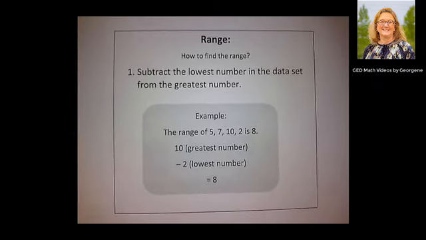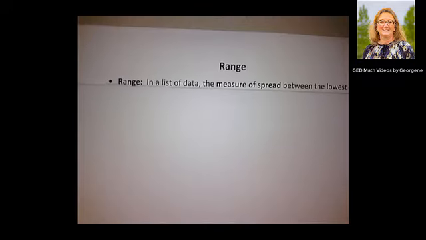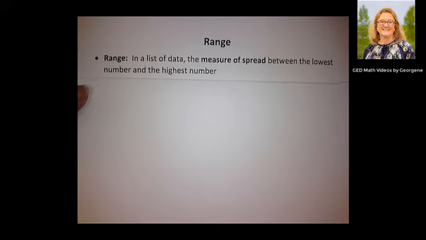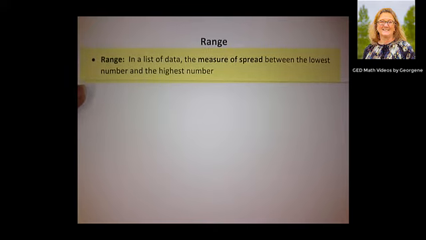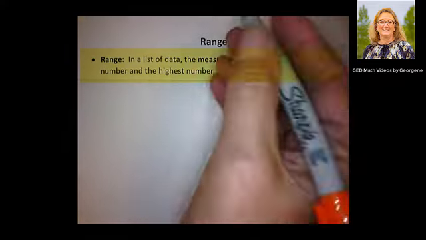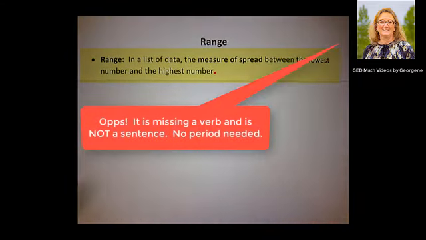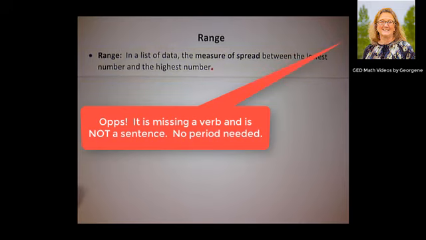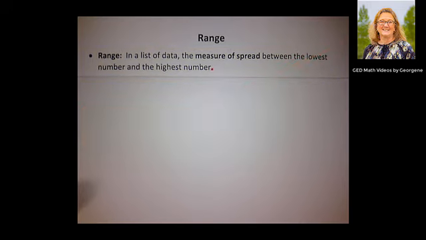range. And let's cover that up a little bit so we can take a look at range. We'll start right in with the definition here. Range basically, in a list of data, is the measure of spread between the lowest number and the highest number. Again, guess what? I missed my period, so I will go back and fix my lesson there. So it's the measure of spread.